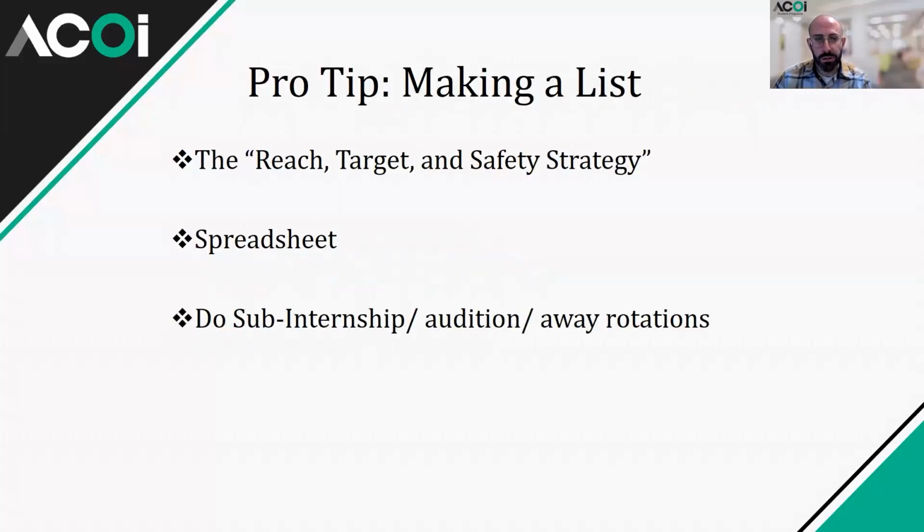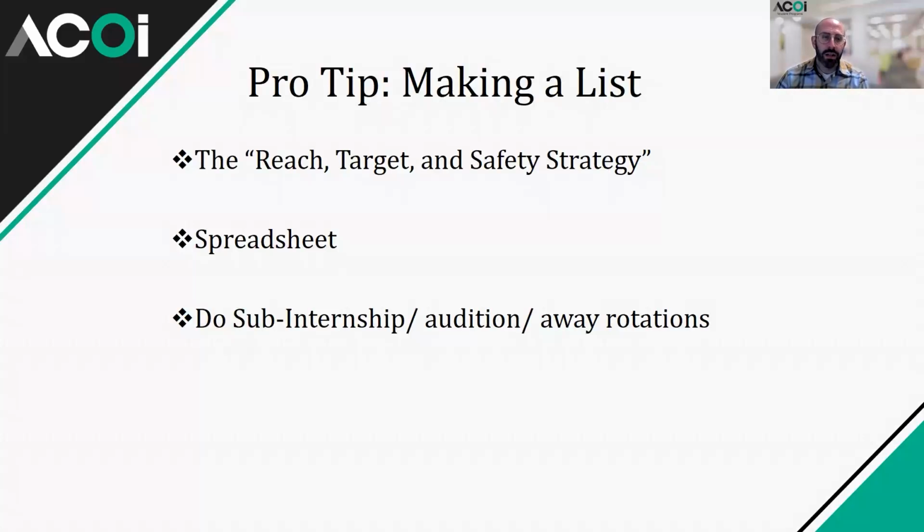So just general tips on making your list. As I mentioned, the reach, target, safety strategy. In terms of the percentages of programs that you would apply to, reach should be about 15%, target should be about 70%, and then your safety schools are going to be again about 15%. That'll give you your best bets for applying to a reasonable number of places and actually getting interviews and getting accepted. Make a spreadsheet. Make sure you think about the things that are important to you, and that'll help you create what you need to find the residency that fits best.